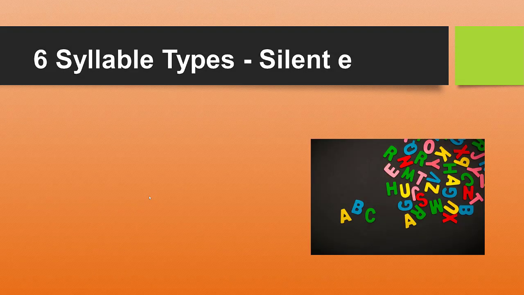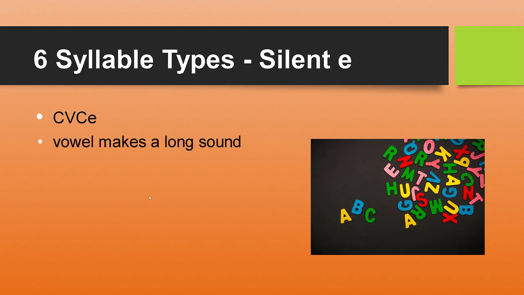So let's look at silent E. Now, silent E follows the consonant, vowel, consonant, silent E pattern. And the silent E is always at the end of the syllable. And in a silent E syllable type, the vowel always makes the long sound. Bike, we hear the long I with the silent E at the end. Rude, we hear the long U with the silent E at the end. And pale, we hear the long A with the silent E.